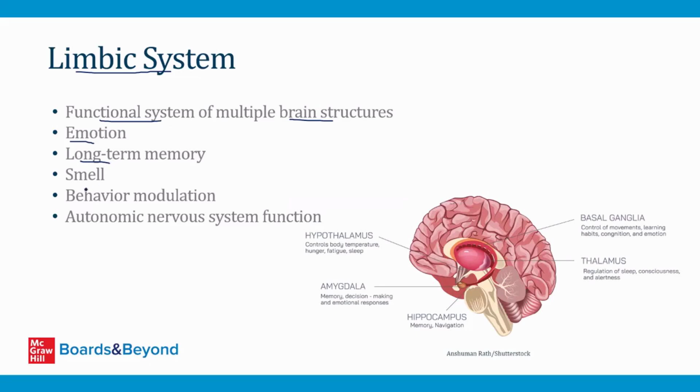The limbic system also mediates our sense of smell. It can modify our behavior. And then finally, it plays a role in the autonomic nervous system. So all of these different and varying functions are all carried out by the limbic system, which is not one distinct brain region, but it's multiple brain regions working together.